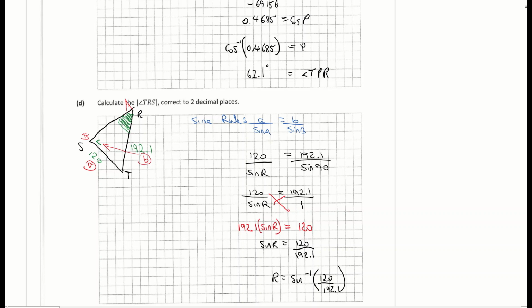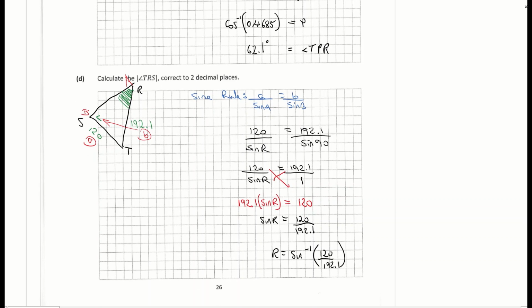And the question wants it to 2 decimal points this time. So that's getting me an angle of OR. So let's label it the way they wanted it in the question. The angle T or S is equal to sine inverse of 120 over 192.1, which is 38.66 degrees.